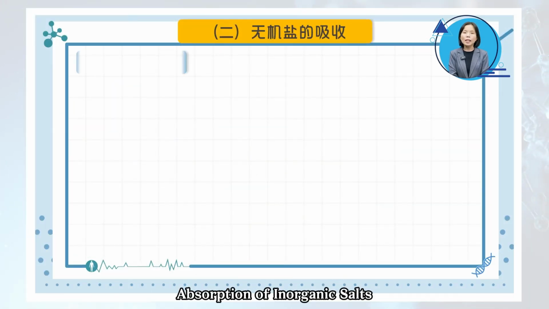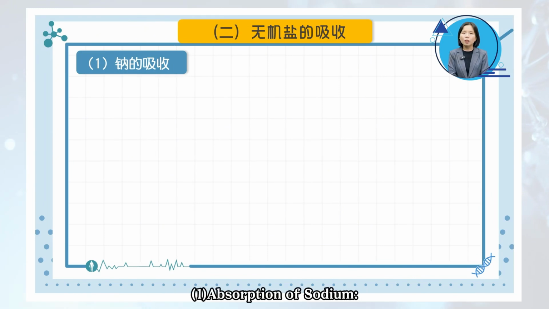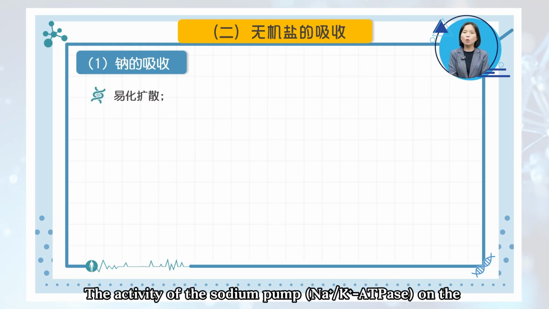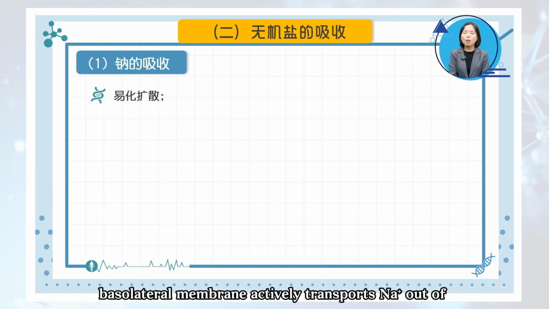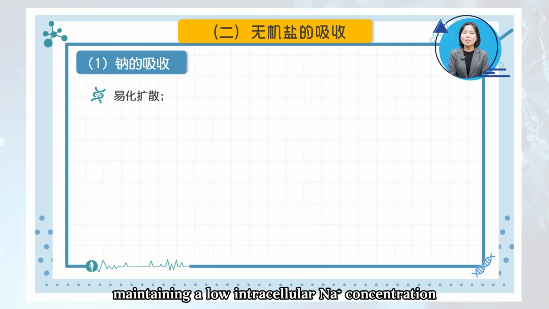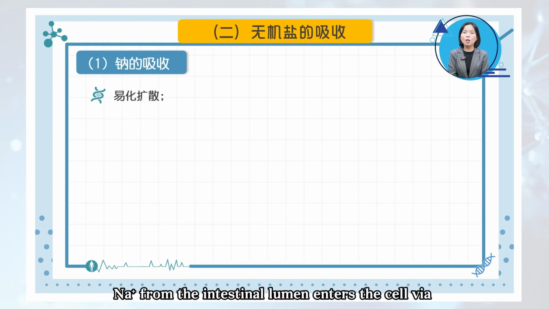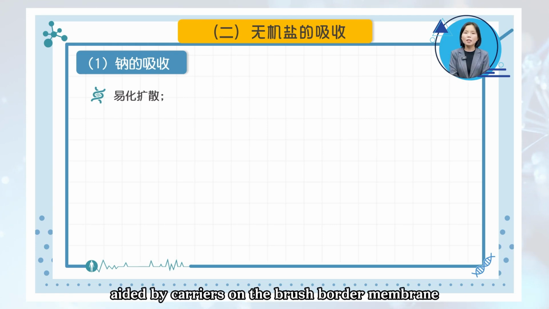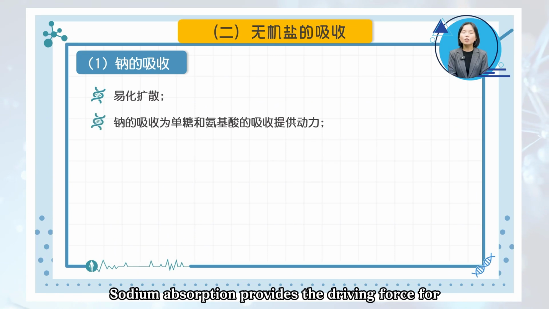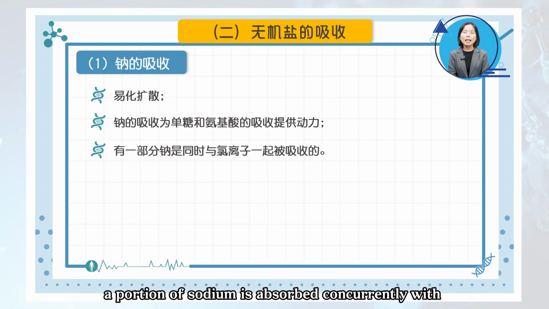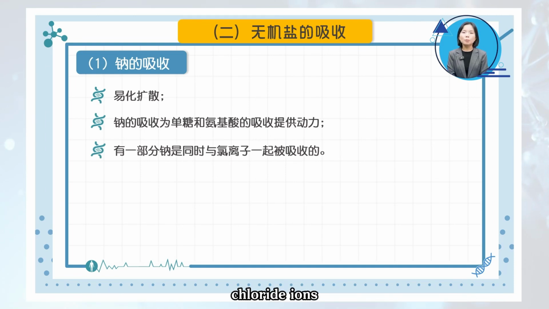2. Absorption of inorganic salts. 1. Absorption of sodium. Sodium absorption in the small intestine is active. The activity of the sodium pump, Na+/K+-ATPase, on the basolateral membrane actively transports Na+ out of the cell into the blood, maintaining a low intracellular Na+ concentration. Na+ from the intestinal lumen enters the cell via facilitated diffusion, aided by carriers on the brush border membrane. Sodium absorption provides the driving force for the absorption of monosaccharides and amino acids. Additionally, a portion of sodium is absorbed concurrently with chloride ions.